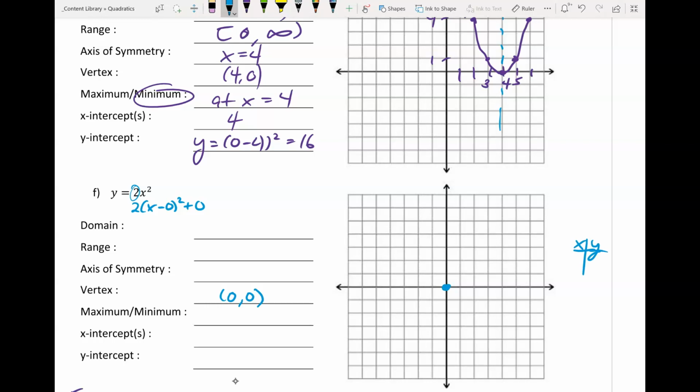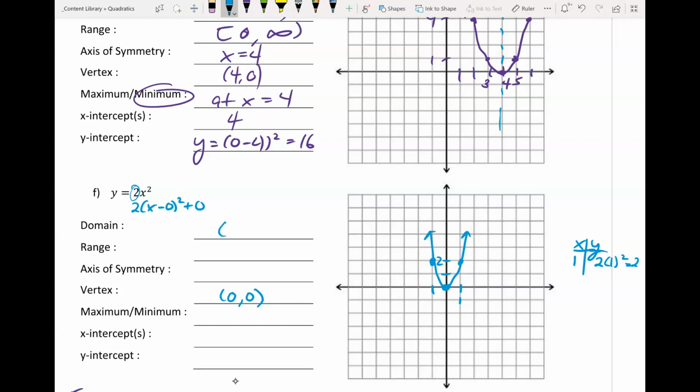So let's just say we want to figure out another point at x equals 1. Then I'm going to plug this into our function. That's 2 times 1 squared, which is 2. So then my next point is at (1, 2). Since this is our vertex (0, 0), on the other side it has to be symmetrical, so I know there's a point here as well. Now we can just connect these points and extend a bit, and that would be our graph.